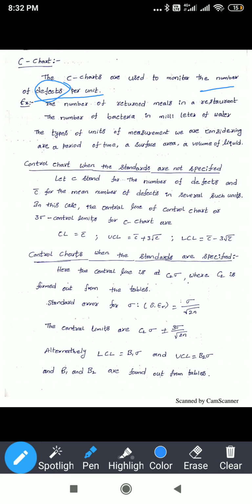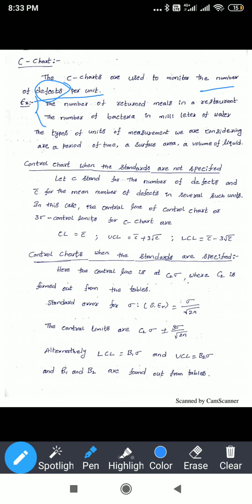For example, the number of returned meals in a restaurant, and one more example is the number of bacteria in a milliliter of water. The types of units of measurement we are considering are a period of time, a surface area, a volume of liquid. So these are the examples of the C chart. Defects means these are the two examples we have taken.